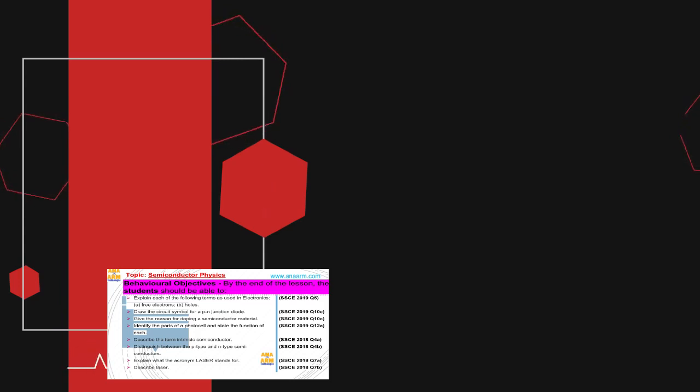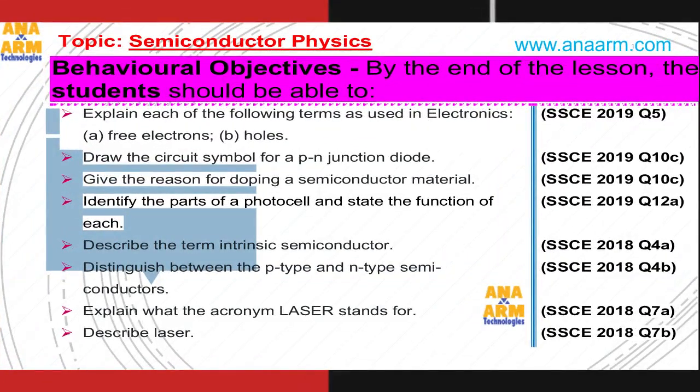Today's topic is semiconductor physics. By the end of the lesson, students should be able to explain the terms free electrons and holes, draw the circuit symbols for a PN junction diode, give the reason for doping a semiconductor material, identify the parts of a photocell and state the function of each.